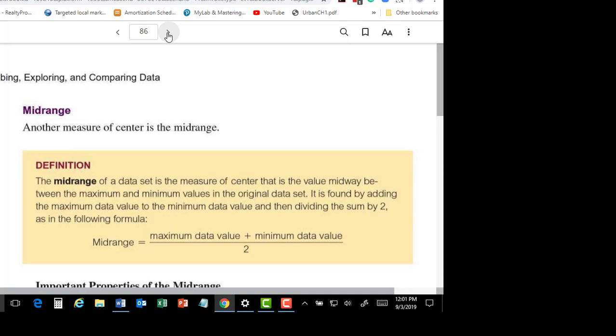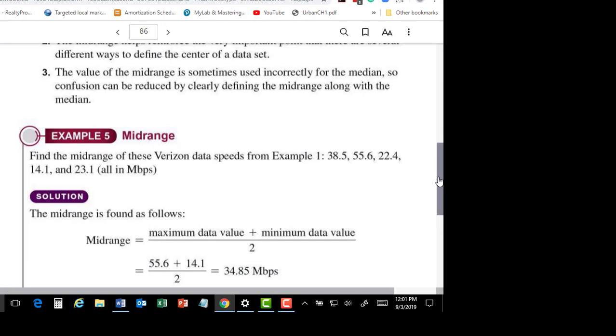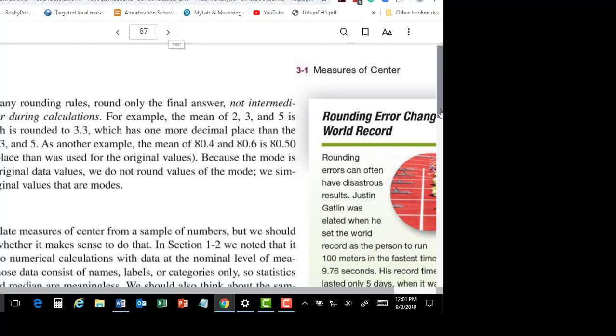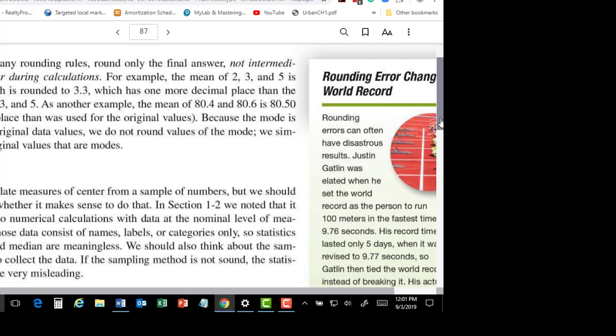Okay, I guess that's mid-range. There's a way of rounding off that you might want to check out, because your answers might not come out exactly like the computer's because of the way they want you to round up or down. So if you got a mean of 2, 3, and 5, that's going to be 3.33, which is rounded to 3.3, which has one more decimal place than the original. Okay.